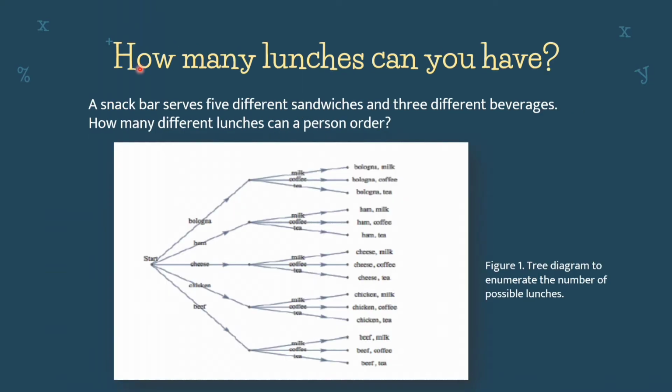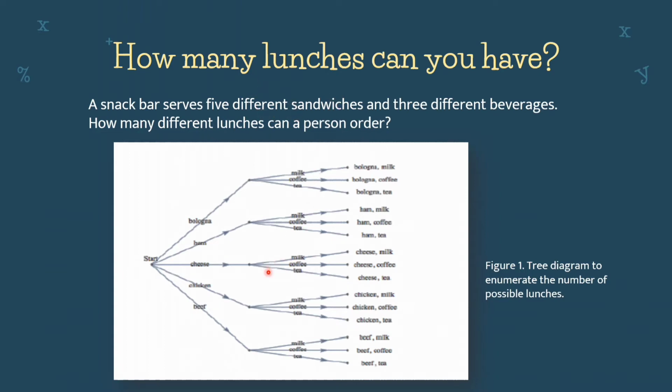In the first example, we have to find how many lunches you can have in a snack bar that serves 5 different sandwiches and 3 different beverages. As we observe, we always have the question, how many? In order to determine the number of possible lunches, we must list or enumerate all the possibilities.